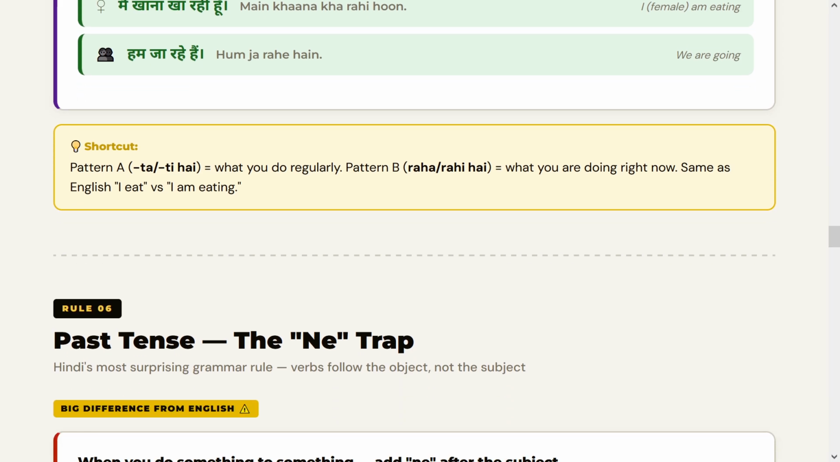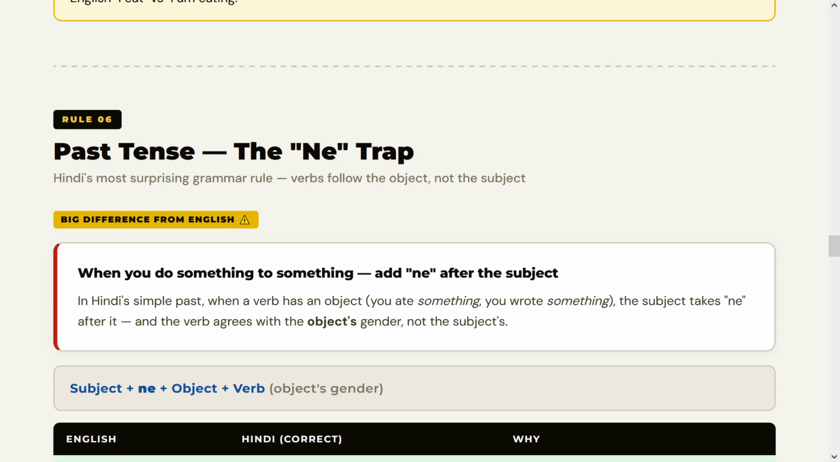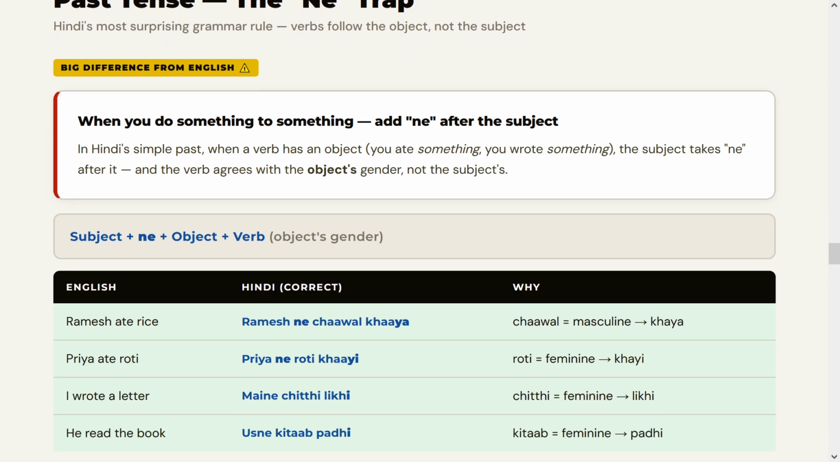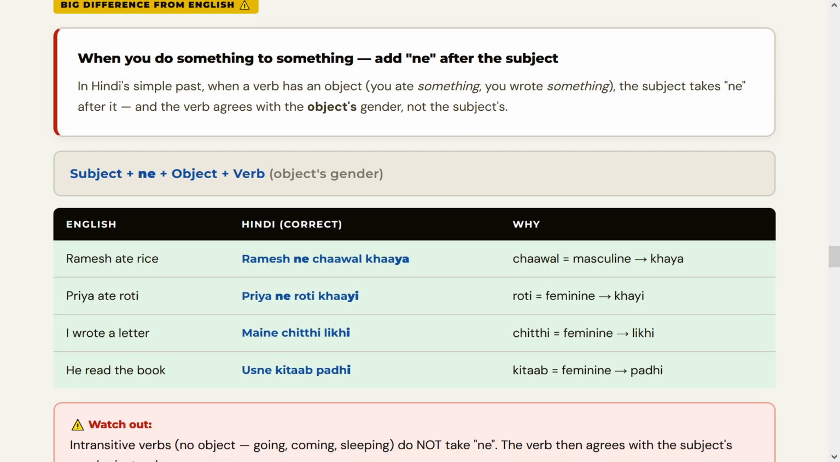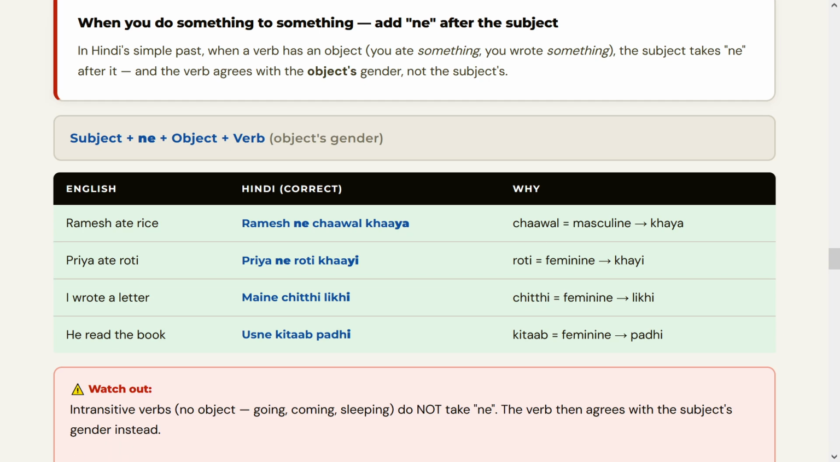Next we will go into rule number 6, which is past tense, and it has the ne trap. This is the most surprising rule in Hindi grammar for English speakers. Pay attention here. When you do something to something in the past, you ate food, you wrote a letter, you saw a film, the subject takes ne after it, and the verb agrees with the object's gender, not the subject's. Let me repeat that because it is the counterintuitive part. The verb follows the object, not the person.